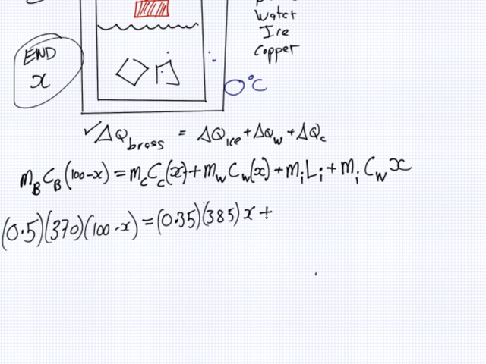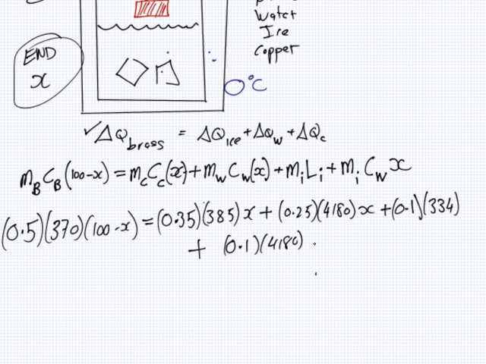Mass of the water? 0.25. Heat capacity of the water? 4180, isn't it? Yeah. Times X. Going to run out of space. Plus mass of the ice? 0.1. And then the latent heat of the ice? 334. Next line, my goodness. Plus mass of the ice, which we said is 0.1. Then 4180. And then finally X.